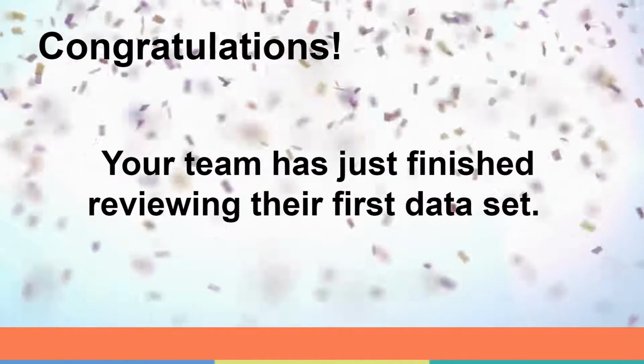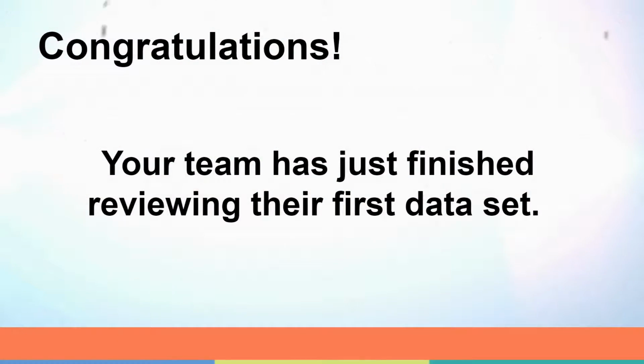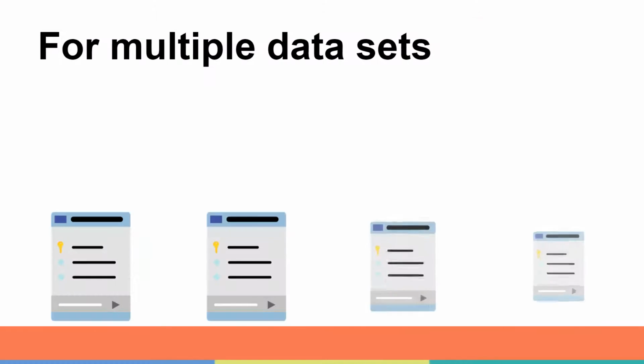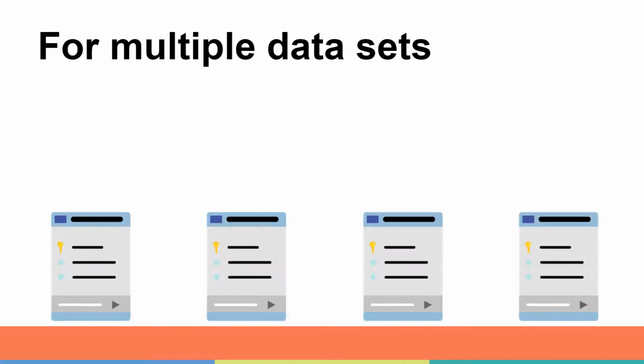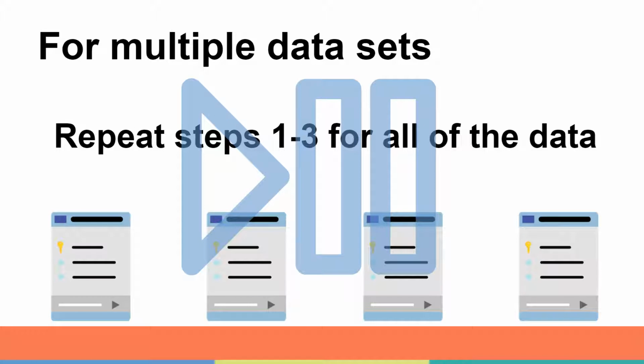Congratulations! Your team has just finished reviewing their first data set. If your team is only reviewing one data set, you can move on to the next section. If your team has multiple data sets that you'll be looking at today, repeat steps 1 through 3 until all data has been reviewed objectively, discussed to add context, and improvement areas identified. Pause and resume once all data sets have been reviewed.